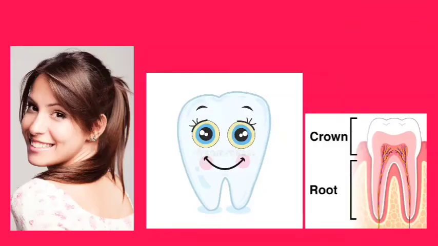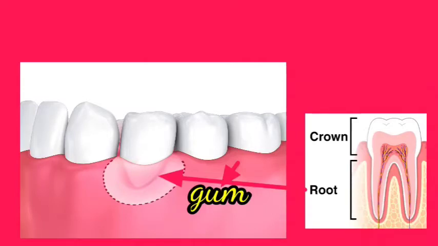When we smile, the part of the teeth which we are able to see outside, that white color part, children, that part is called the crown. Okay. And the part which is not seen outside and which is present inside the gums, you see in this picture, children, that portion is called the root.